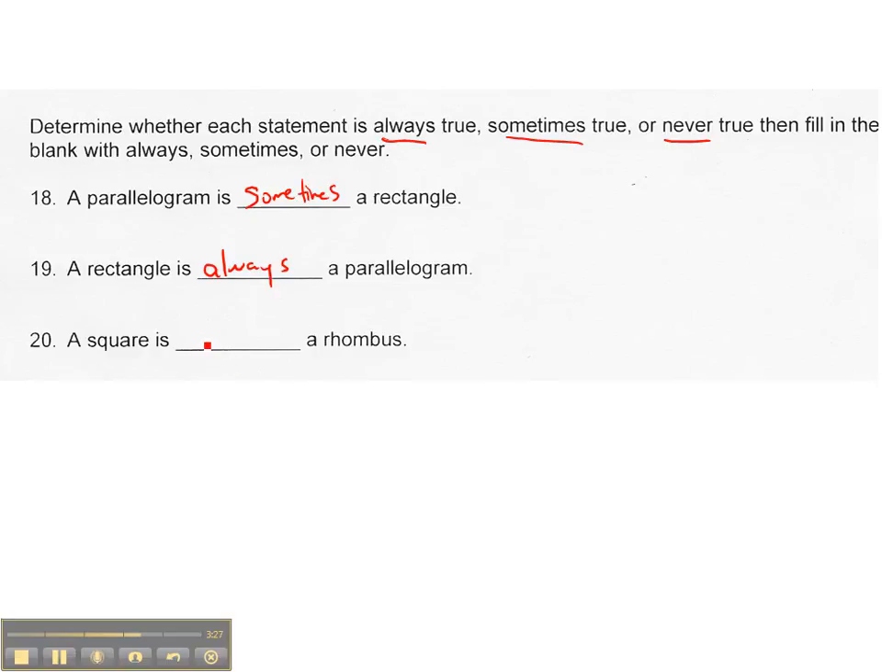And then this last one, 20, the answer is also always, because a square is always a rhombus. A rhombus is a parallelogram with 4 congruent sides, and all squares also are parallelograms with 4 congruent sides. It's just a special type of rhombus because all 4 angles are also 90 degrees. So this one is also always.